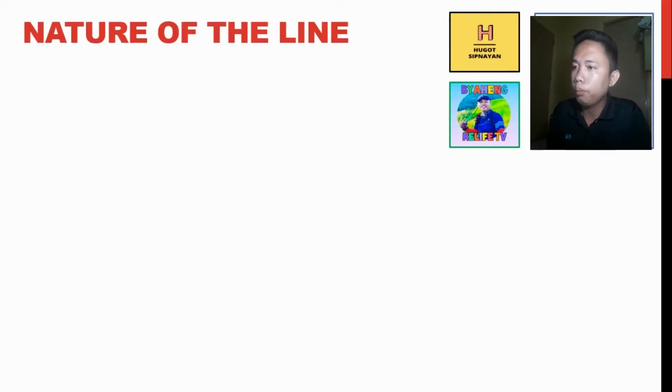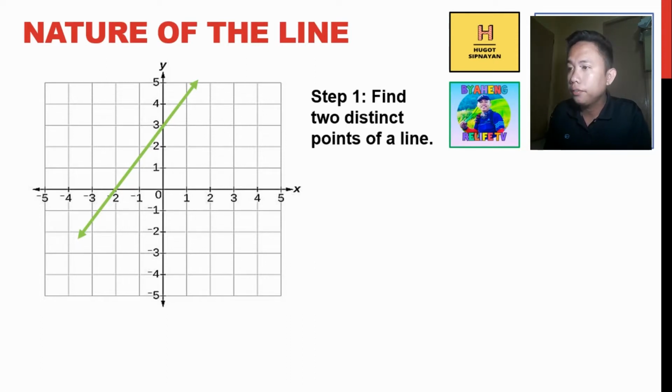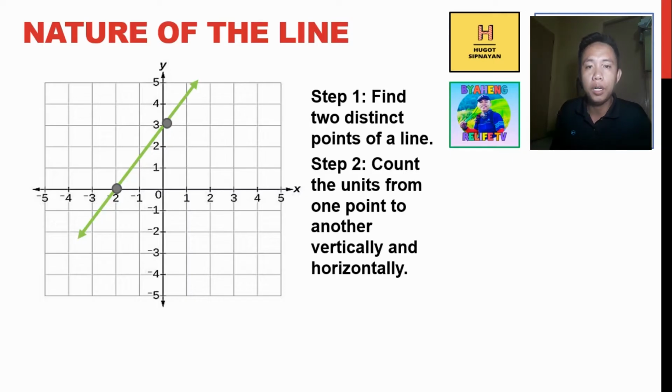So let's have the first nature ng line. So let's start with positive slope. So that is our line. So paano malalaman yung slope ng graph na yan at paano malalaman yung nature ng line? So ang unang gagawin ninyo, find two distinct points of the line. Ibig sabihin, ito yung point talaga sa Cartesian plane natin, dun sa line natin na magkakaroon tayo ng ordered pair. So, dito, ang ginawa ko, kinuha ko yung intercept. So, may ordered pair siya na (0, 3) at (-2, 0). So, for now, focus muna tayo dun sa mga point na yun.